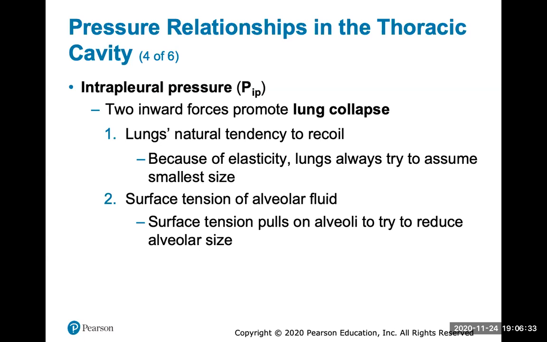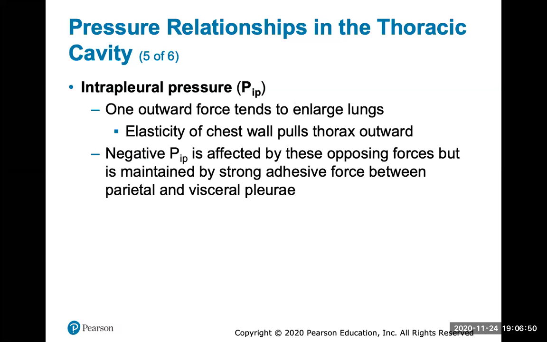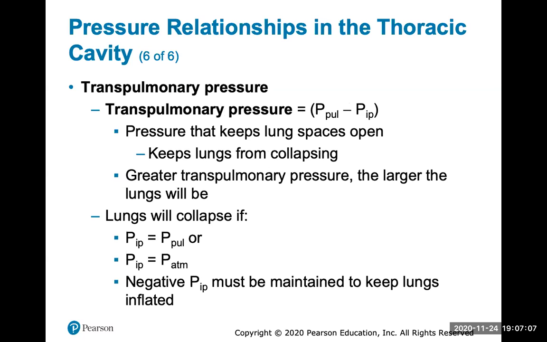There are two inward forces promoting lung collapse: the lung's natural tendency to recoil, because of its elasticity, lungs always try to assume their smallest size, and the surface tension of alveolar fluid, which pulls on alveoli to try to reduce their size. One outward force tends to enlarge the lungs, and that's the elasticity of the chest wall that pulls the thorax outward. Negative intrapleural pressure will be affected by these opposing forces, but will be maintained by strong adhesive force between the parietal and visceral pleura.